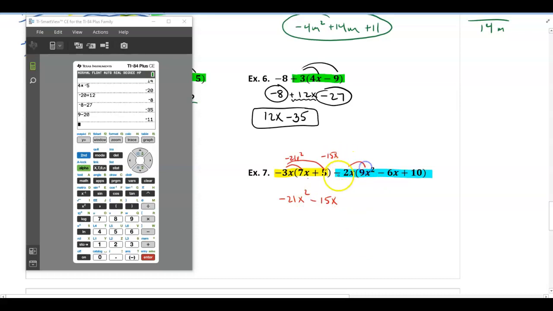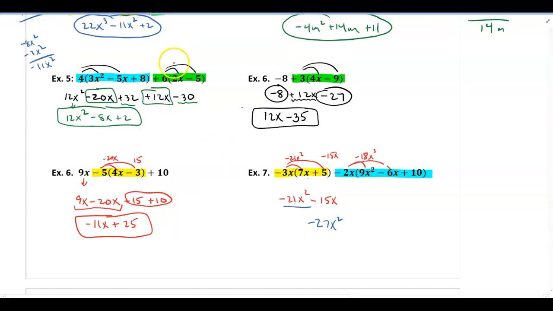Now this is a tricky one. Negative 2 times 9 is negative 18, but x times x squared is x to the third. So I'm going to go ahead and bring down that minus 18x to the third. Okay? So now, when I do the next one, negative 2 times negative 6 is positive 12. X times x is x squared. Since it's positive, I'm going to bring it down and add it. Then finally, negative 2x times 10 is going to give you negative 20x. Since it's negative, I bring it down and subtract it.